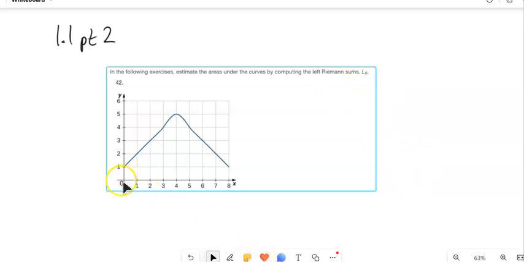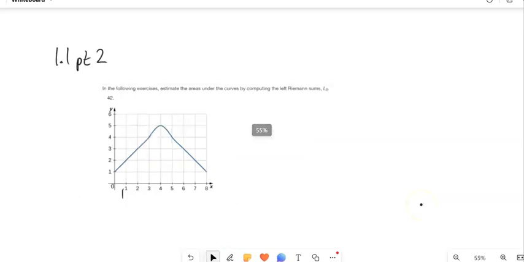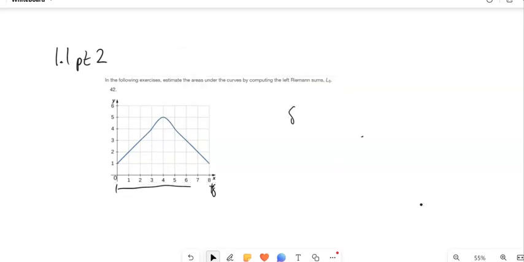So what that means is we're going to split this into 8 sections, and then we're going to add them all together, and we're doing left. So notice it goes from 0 to 8. So 8 minus 0 divided by 8. I know that you probably know what this is going to be, but I just want to be a little official. 8 minus 0 divided by 8 is 1. So each of these bases is going to be 1. So each of these is 1 long, and it's left sides.